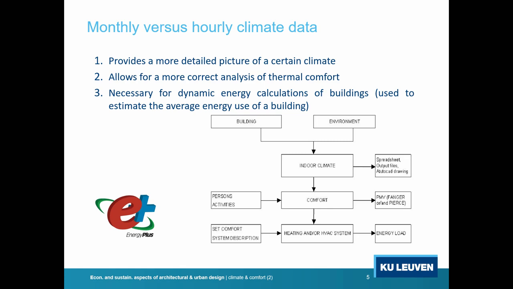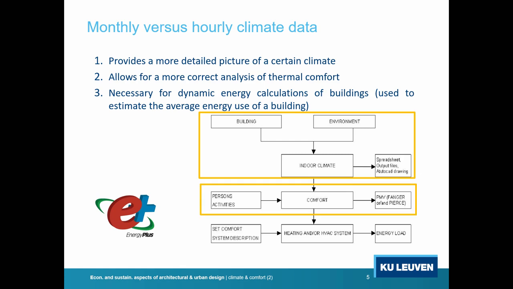What it does is, you give input. You need to describe your building in the program, and you need to describe the environment, so the climatic context or the weather data. Based on that, the program calculates the indoor temperature, for example, in your building. Then if you change a parameter, for example the insulation value of the walls, or the window ratio, so the amount of windows you have, you can see how that changes the indoor temperature.